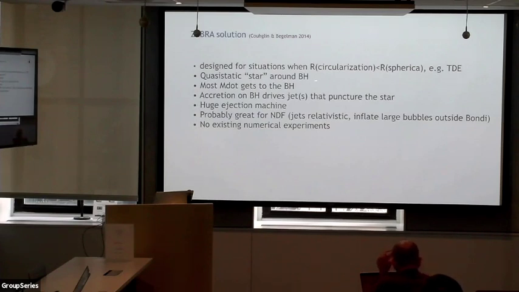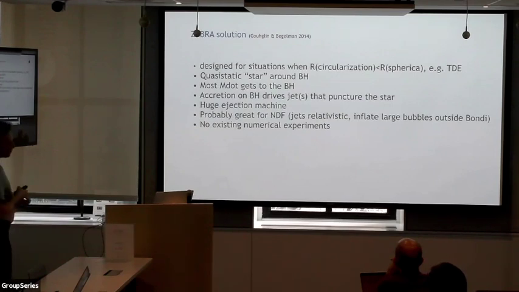So in particular, if you have something like a TDE, then the radius of circularization is smaller than the radius of sphericalization of the disk. So then they say basically you form a quasi-static star around the black hole, and this star processes M dot in such a way that most of it gets to the black hole. And then the accretion onto the black hole drives jets that puncture the star. Basically they say it's a huge ejection machine. They wanted to explain some of the jets that are seen from tidal disruption events.